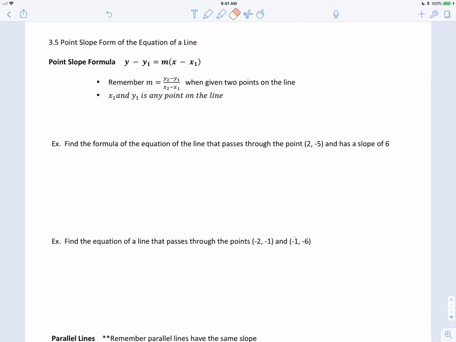This video is covering the point-slope formula for the equation of a line.